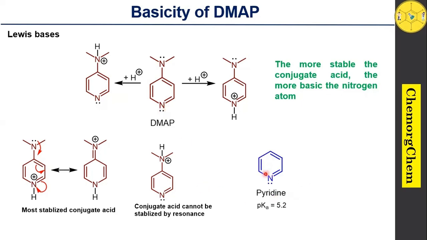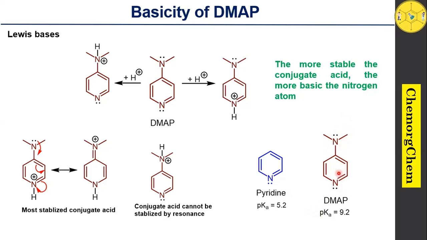And when you compare to pyridine, DMAP is a stronger base. We can easily see this by the pKa value. The DMAP pKa value is 9.2 while the pyridine pKa value is 5.2. The higher pKa value indicates that DMAP acts as a more basic compound when compared to pyridine, which is due to the electron donating effect of the dimethylamino group, which increases the electron density on the nitrogen atom of this pyridine ring system.